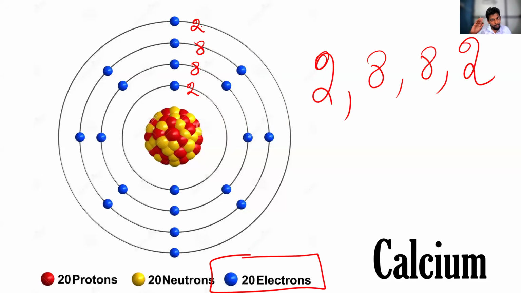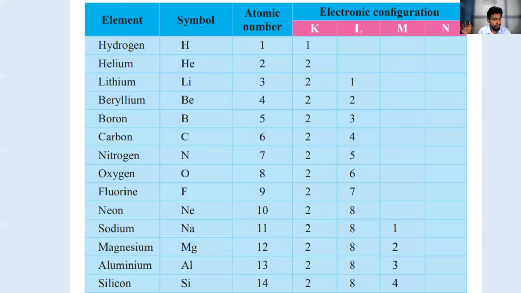So totally, we have discussed up to 20 atoms. Okay. Now, we'll move to the question. This is the electronic configuration, right?